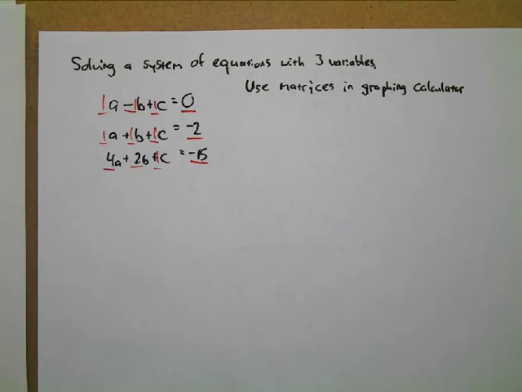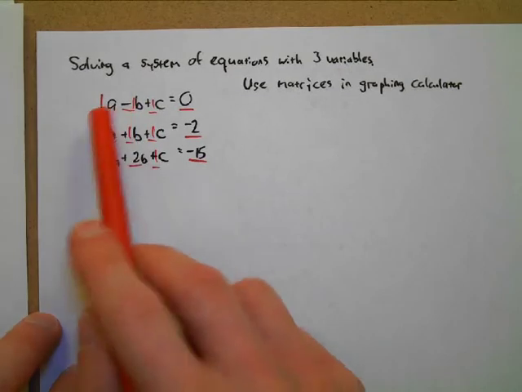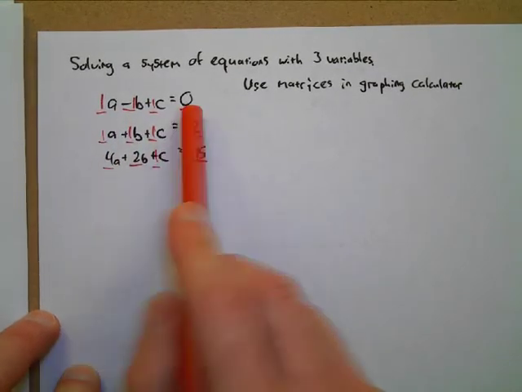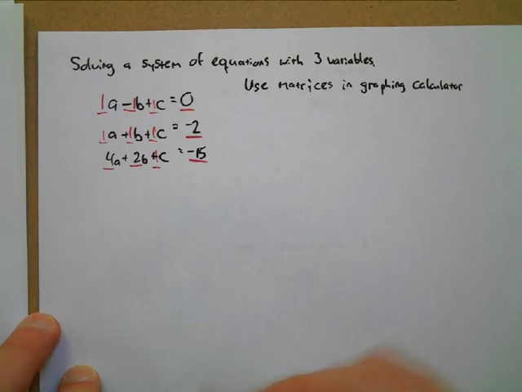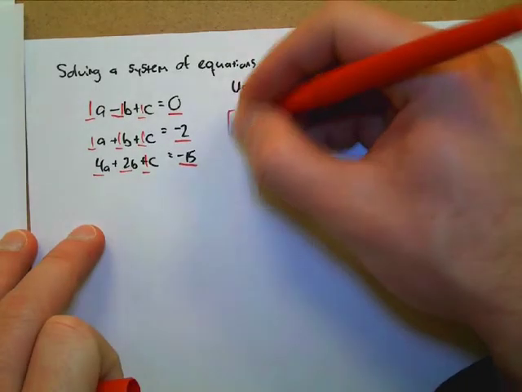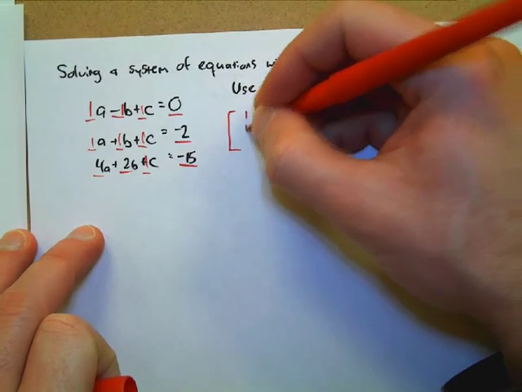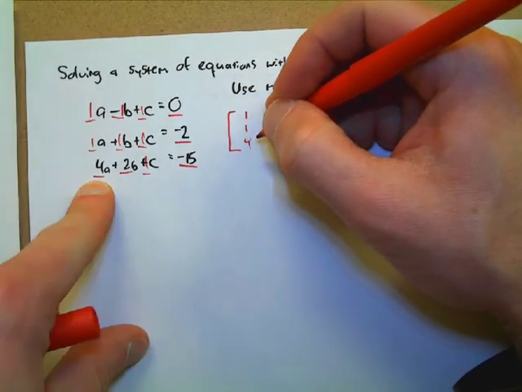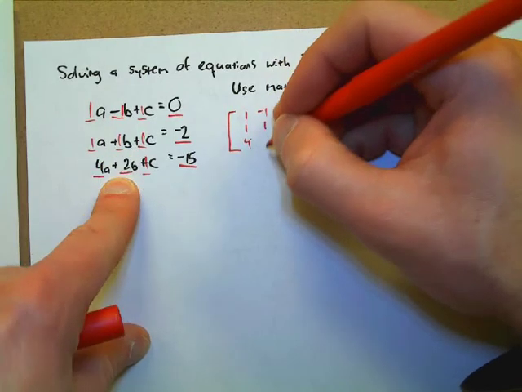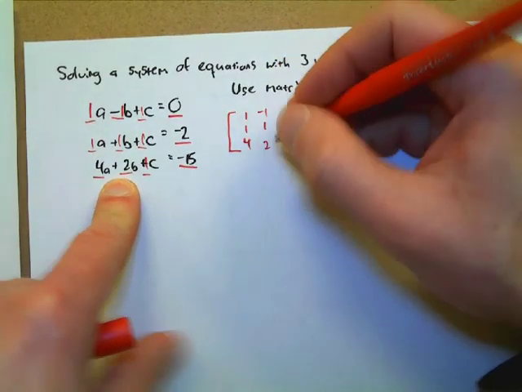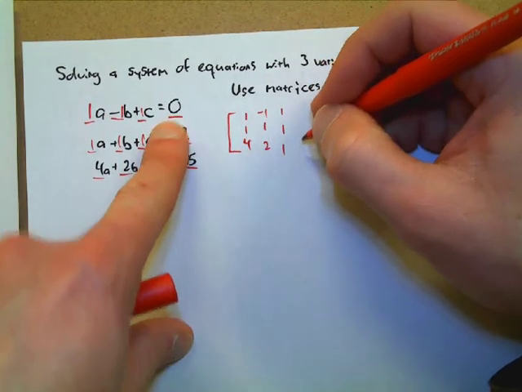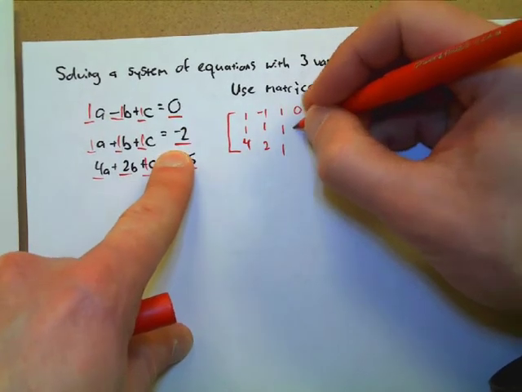So, how many rows of numbers do we have here? 3 rows, right? And how many columns do we have? 4, right? So the first column is 1, 1, 4. The next column will be -1, 1, 2. The next column will be 1, 1, 1. And the final column will be 0, -2, -15.